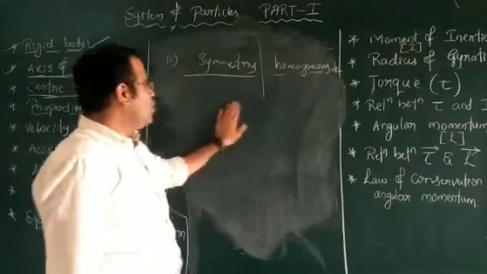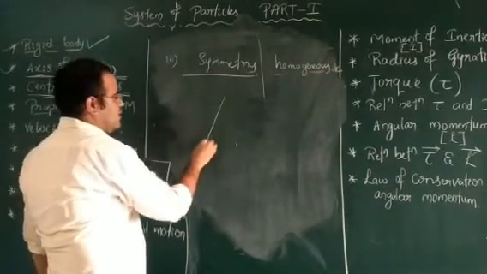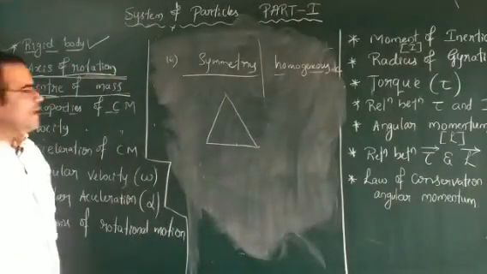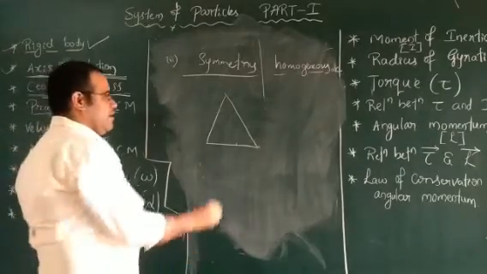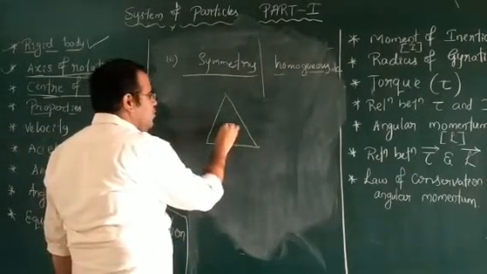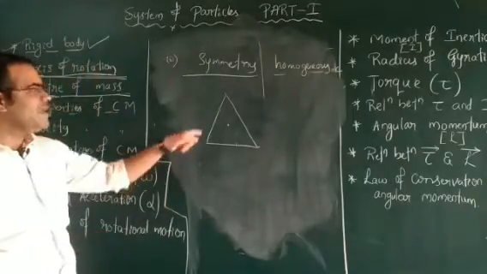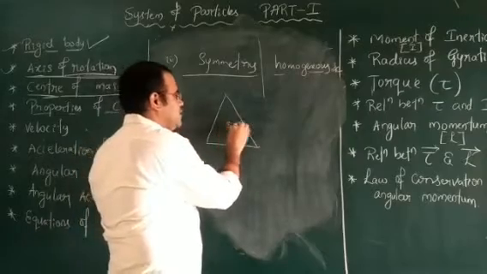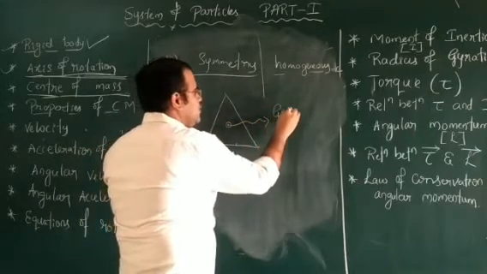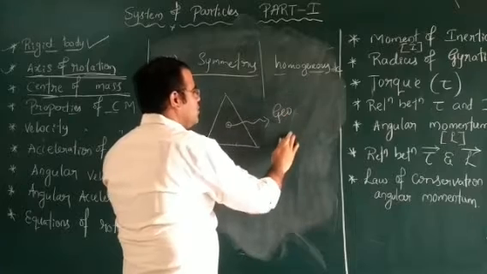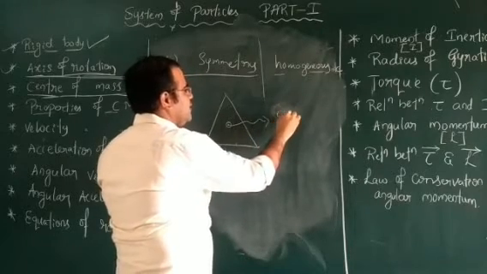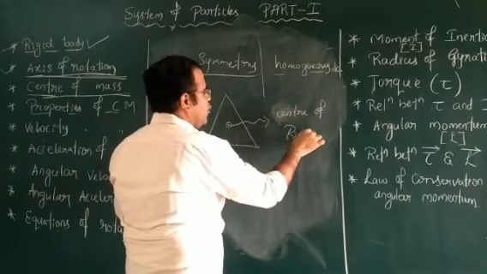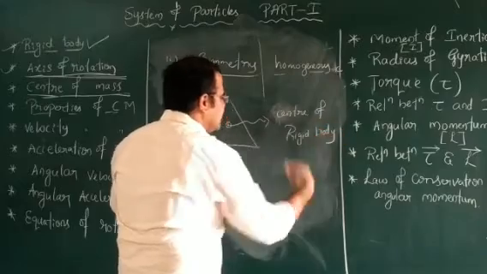For example, if I consider like this, let us assume this is a rigid body in a triangle shape. Whenever it is in the triangle shape, we can say this is the center of the triangle. This point is the center of the triangle. This we consider as the geometric center, or the center of that particle or that rigid body. So this is what we observe, the center of a rigid body.